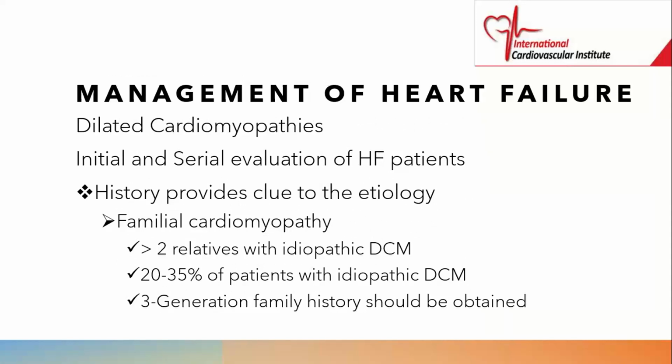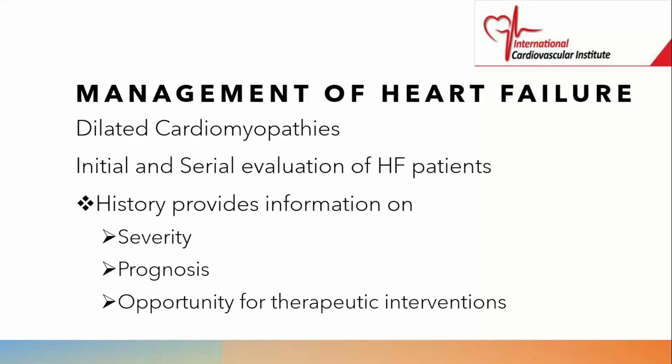So the history will provide clues to the etiology, the cause of the heart failure. As we mentioned before, you have familial cardiomyopathy, and you need to do a generational history. That is, if 2 or more relatives had idiopathic dilated cardiomyopathy, you might be dealing with a familial cardiomyopathy. Again, 20 to 35% of patients with idiopathic dilated cardiomyopathy have a familial cardiomyopathy. So again, the 3-generational history should be obtained.